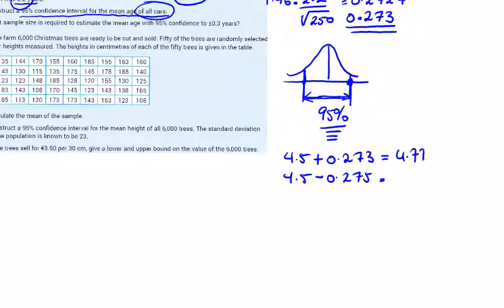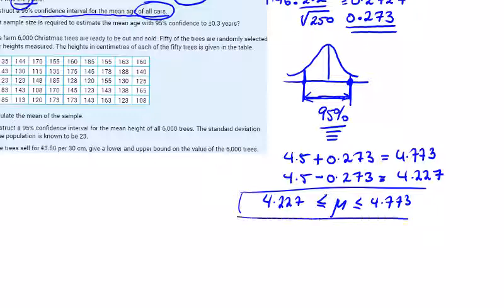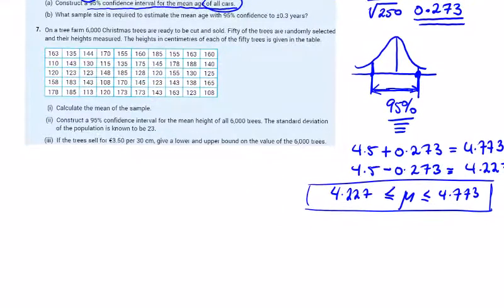4.773, and 4.227 to get back down from the 4.5. So my confidence interval, 95% confidence, the mean of the population lies between the values 4.227 and 4.773.